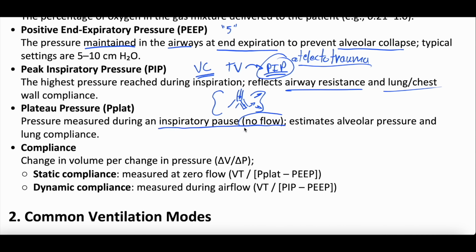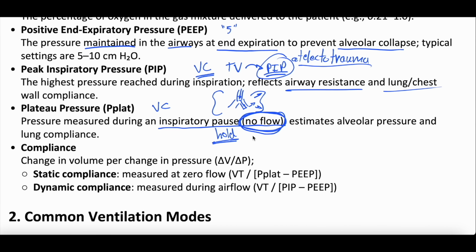So there is no flow. That's a really important concept. There's no flow. So the plateau pressure, you actually hit a button on the ventilator, again, assuming you're in a volume control mode, and it's called an inspiratory hold, or an inspiratory pause. So you hit the inspiratory hold, and essentially the ventilator gives a breath, and then it holds. There's no flow of air. The whole system's kind of frozen.